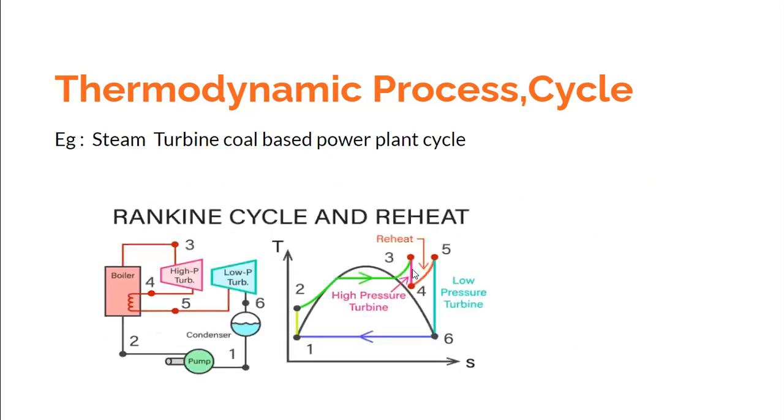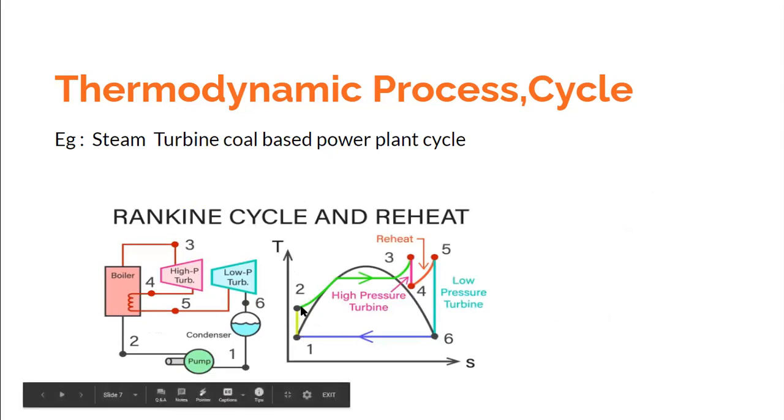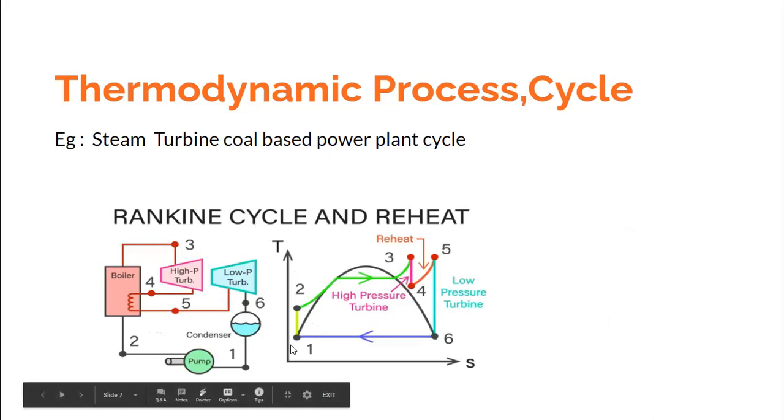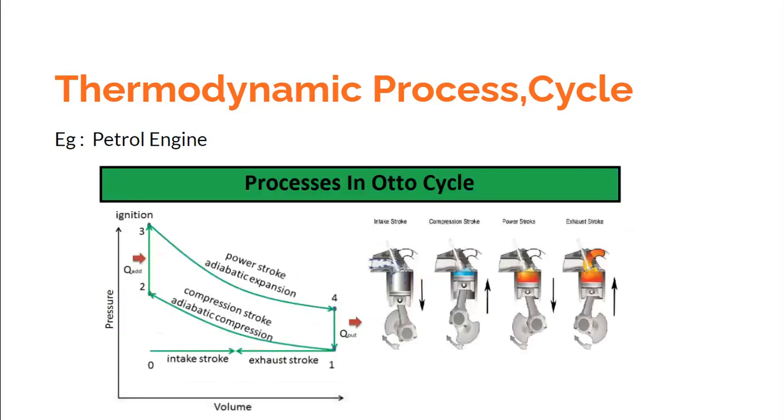Similar thermodynamic cycles we would come across in the coal-based power plants. So this is a coal-based power plant thermodynamic cycle. It is called a Rankine cycle. Again, you'll find that there are processes in the Rankine cycle. For example, this is a process 1 to 2, process 2 to 3, process 3 to 4, 4 to 5, 5 to 6, and back to 1. So initial state 1 is retained. So the fundamental point is that the initial state is retained.